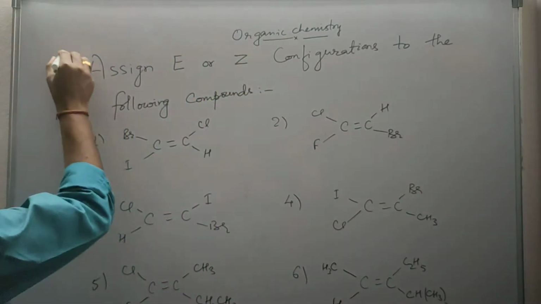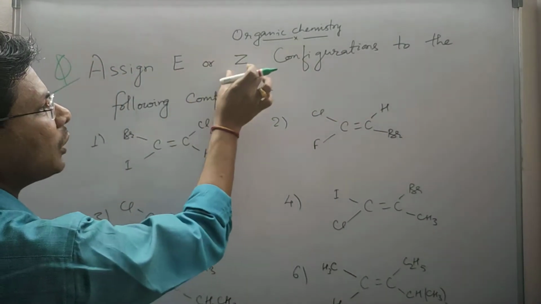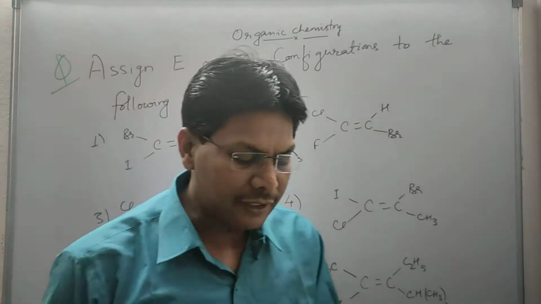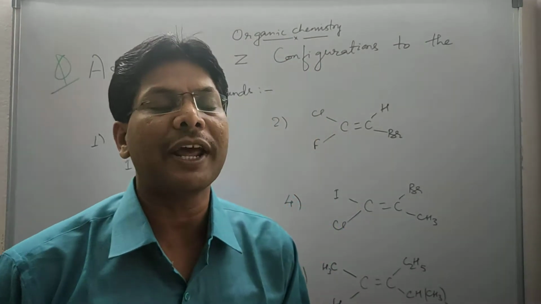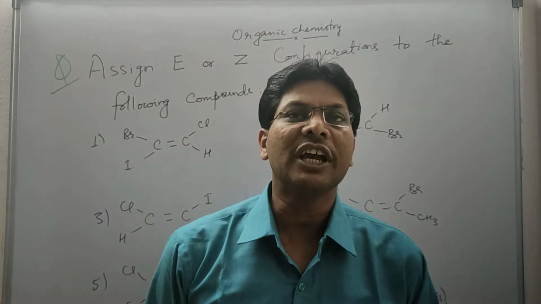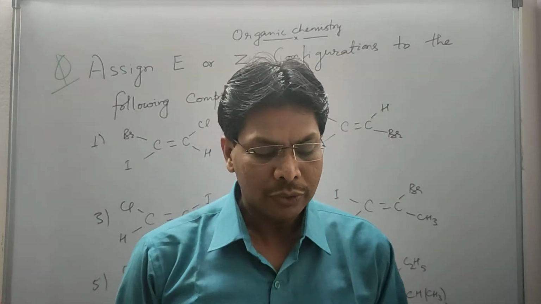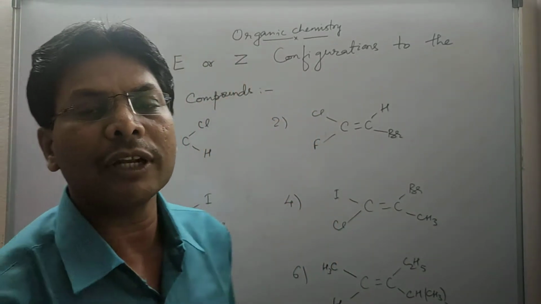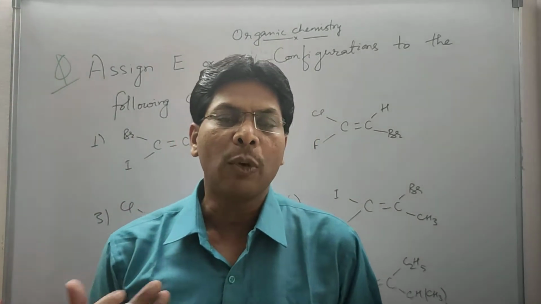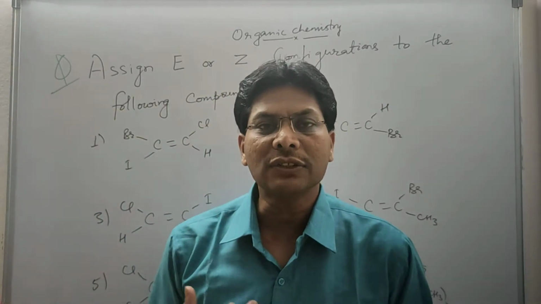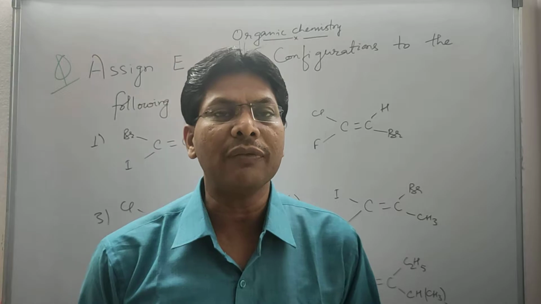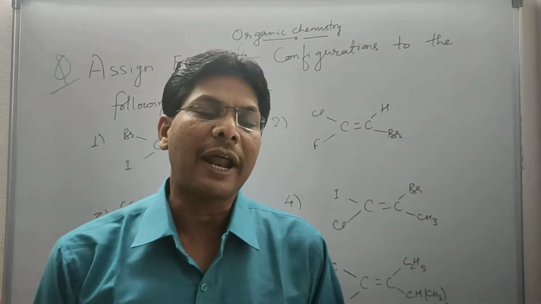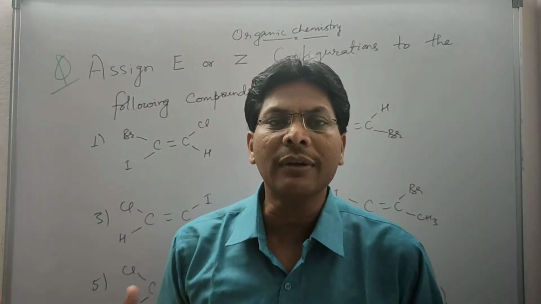So let's see. Assign E or Z configuration to the following compounds. The priority is based on the CIP rule. CIP means Cahn-Ingold-Prelog rule. According to the Cahn-Ingold-Prelog rule, the priority is given on the basis of atomic number. The more the atomic number, the more the priority. In case of isotopes, we give priority to the one which has more mass. So suppose protium, deuterium, tritium are there. Priority will be given maximum to tritium, then deuterium, then hydrogen.